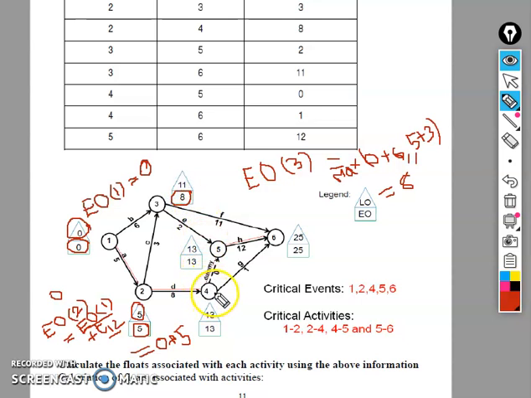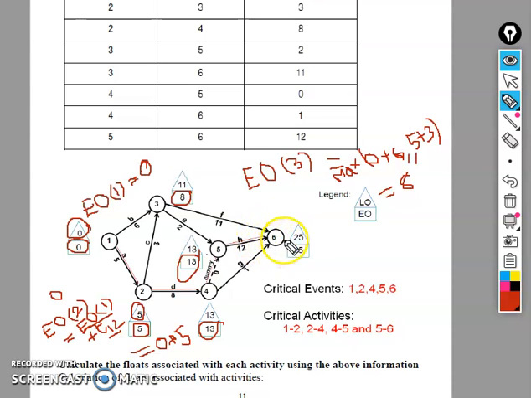Similarly, we calculate the earliest occurrence of 4. It's the direct path, 5 plus 8, that is 13, so nothing to worry about. When we calculate the earliest occurrence of 5, it should be 8 plus 2, which is 10, and for the other path 13 plus 0, which is 13. We should consider the maximum value, so here we consider 13.